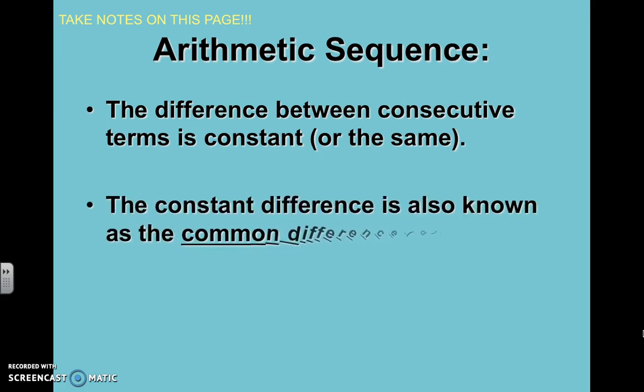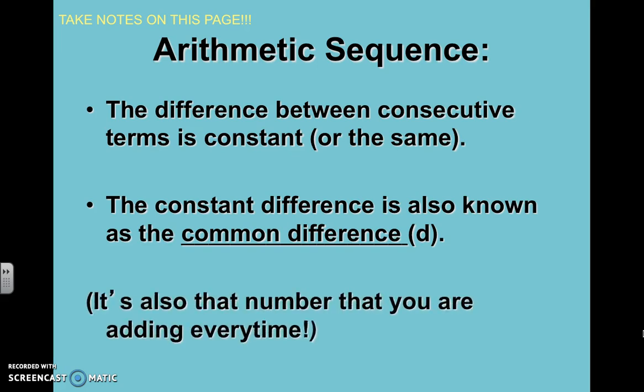The constant difference is also known as the common difference, and the letter we use for the common difference is d for difference. It's also the number that you're adding each time. So you can either think of it as the difference between two numbers in a row, or you can think of it as what you're adding each time to the previous number.